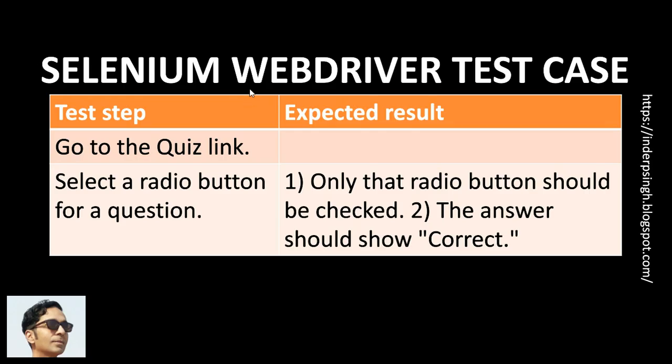Here is the test case of radio button in Selenium. Now this is the test step column and this is the expected results column. So the first test step is go to the quiz link, and the second test step is select a radio button for a question, and the expected results are that only that radio button which was selected should be checked and the answer should show correct.